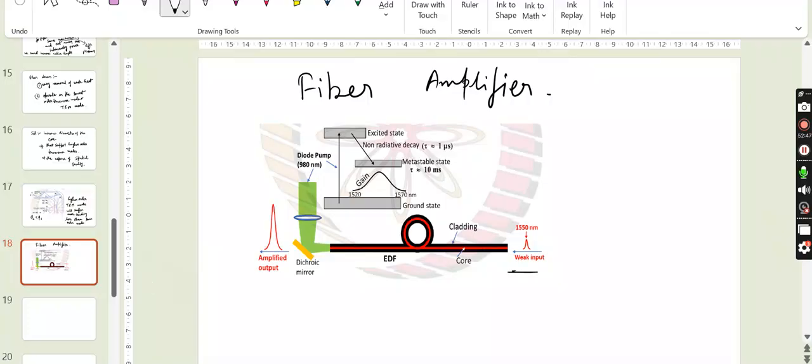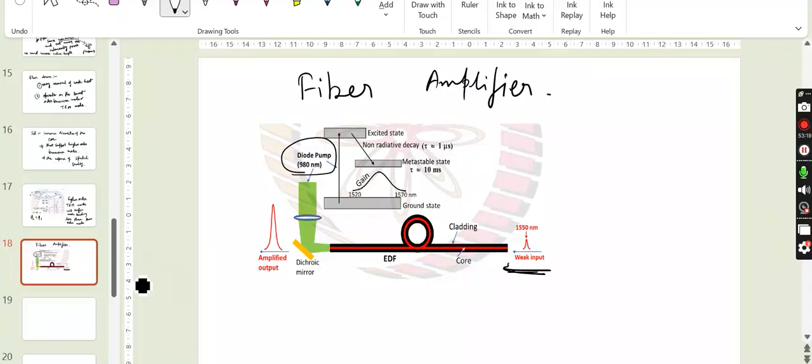the erbium ions to a higher energy state from where they drop down to the metastable state and get stuck there, and in turn gain builds up across the 1520 to 1570 nanometer region of wavelength. So this is the diode pump. The input is weak at 1550 nanometer.